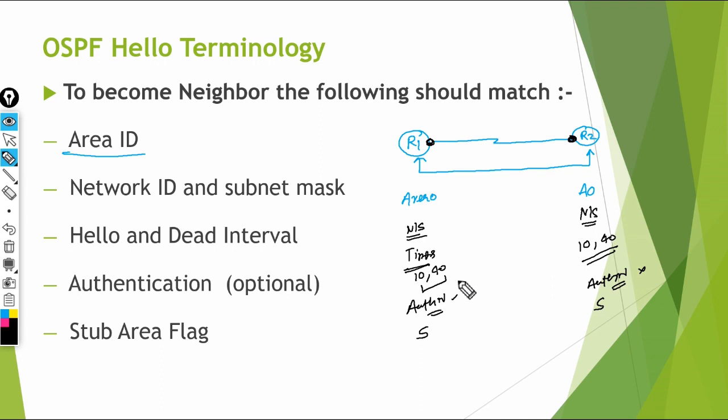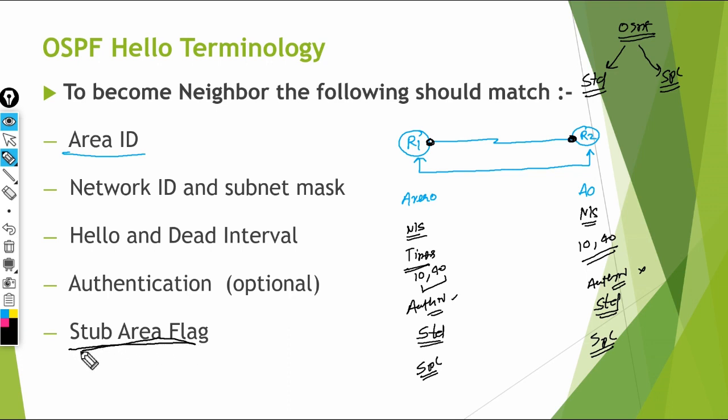For example, in OSPF you will find two different types of area. One area is basically your standard area, another is a special area. Make sure that by default all the areas are standard areas. Later on you can convert your OSPF area into a special area if needed. So if you have configured router 1 as a standard area, this one must be standard too, where by default it is standard only. If you have configured this as special, this also must be configured as special, because the stub area flag should match. That's very important.